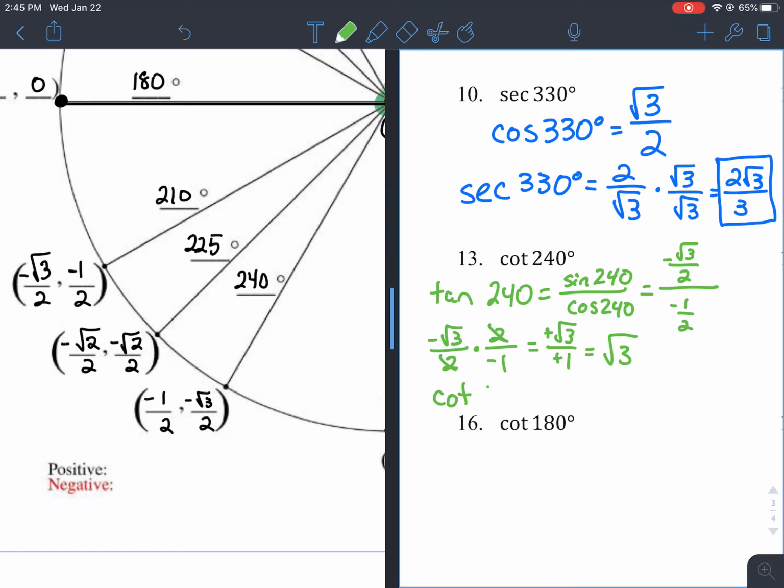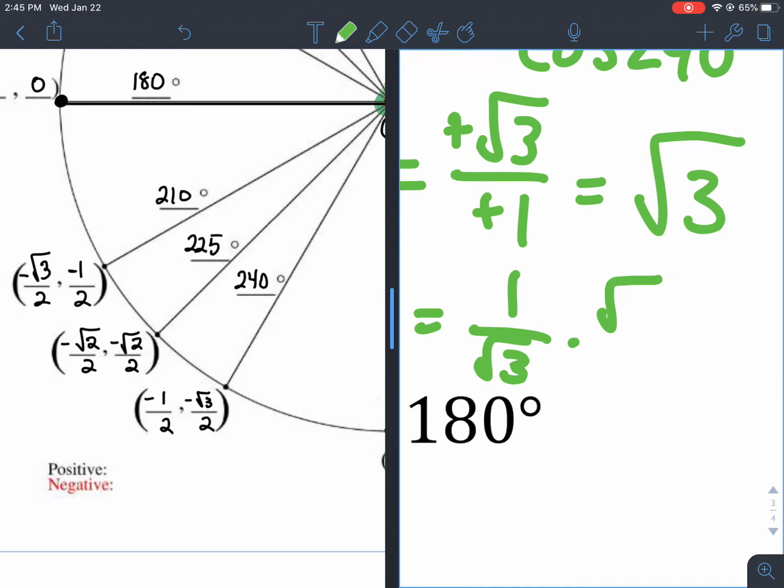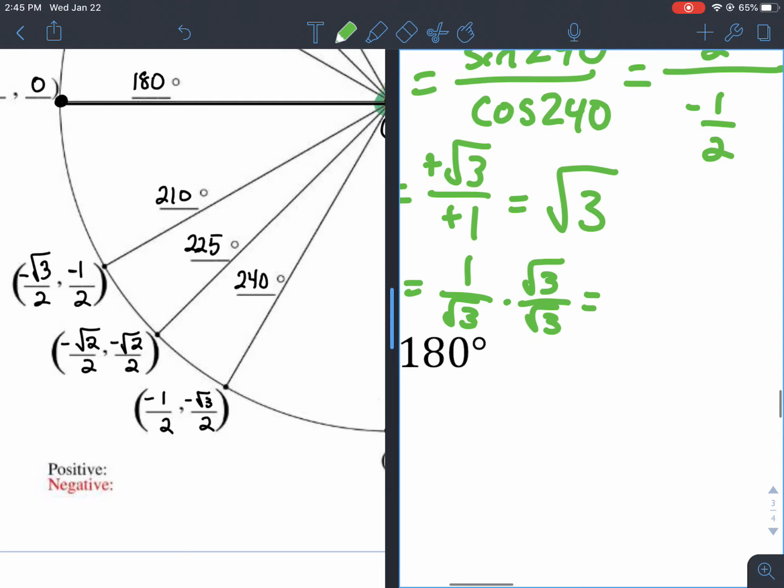So the cotangent of 240 is going to be the reciprocal of that, which is 1 over root 3. And we just want to rationalize that. Multiply top and bottom by root 3. And we get a root 3 on top with a regular 3 on bottom.